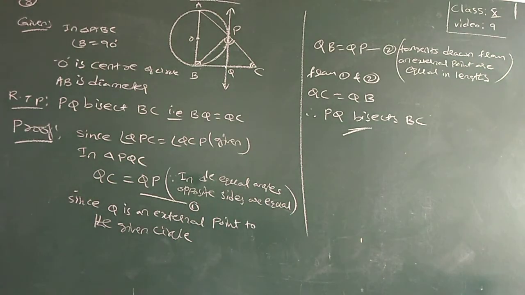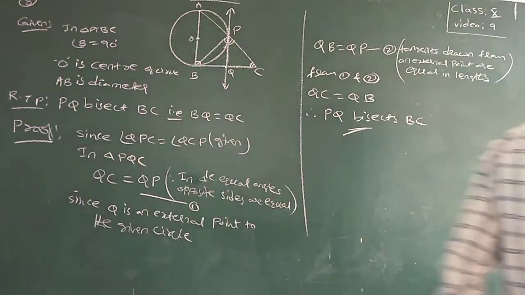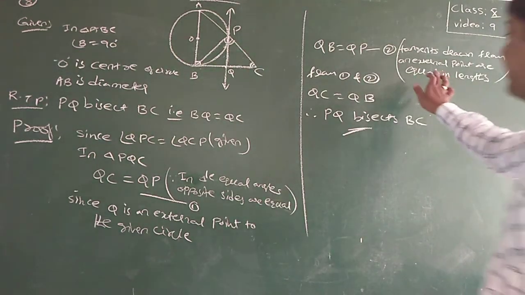Okay? So please write this down. Tangents drawn from an external point are equal in length. Very important concept, this one.